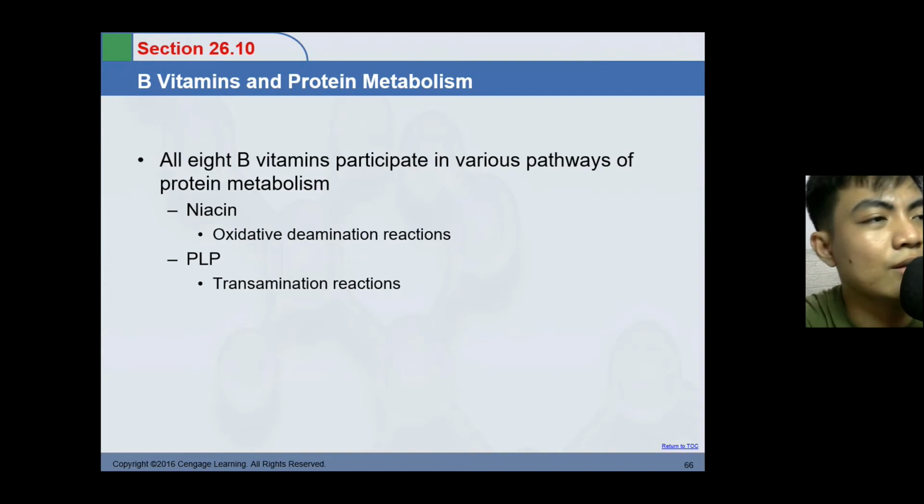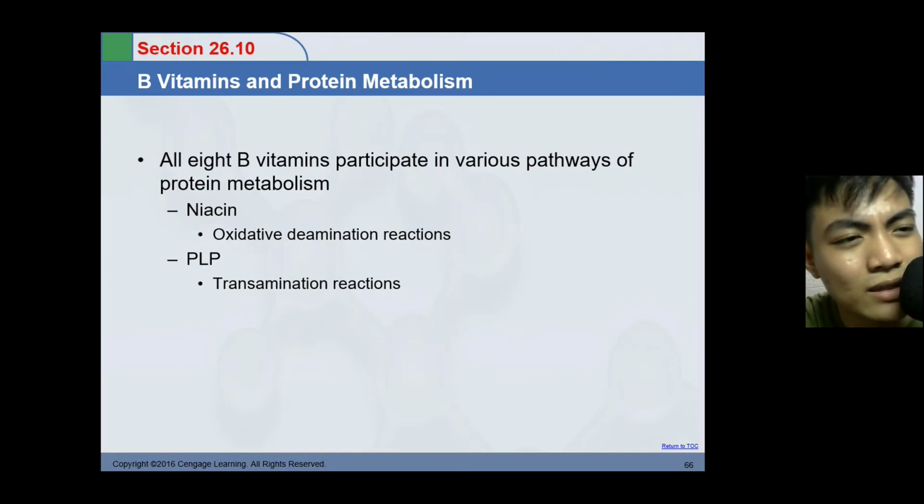Okay? So, ito lang yung patunay na kailangan natin talaga ng ating vitamins. So again, what's PLP? Ito yung pyridoxal phosphate which is coming from vitamin B6. Okay? So, yun yung PLP. Nakita nyo na yung PLP kanina. Okay? Yun dun sa alanine, from alanine naging pyruvate. Okay? So, yun yung PLP na yan.